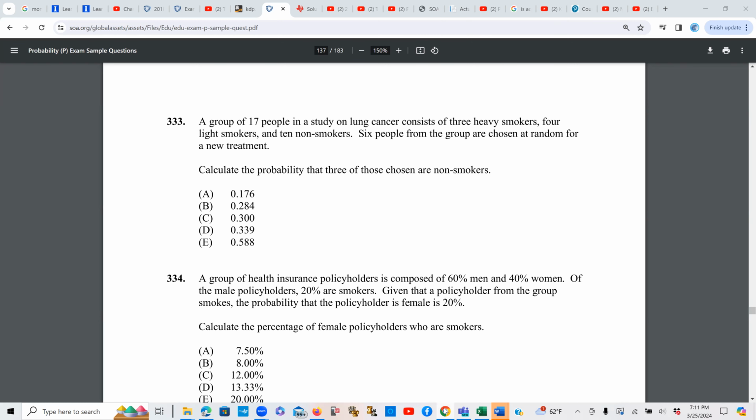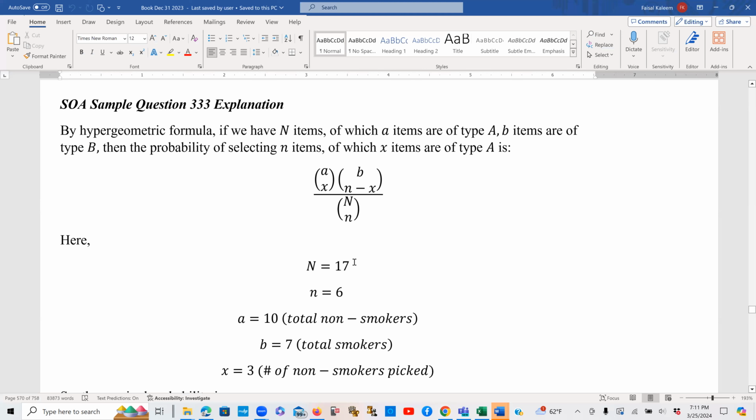So this is the basic hypergeometric situation where if we have a total of N items and A are of type A and B are of type B, then the probability of selecting little n items, of which 6 are of type A, is given by this formula. And in this case, big N is the total number of people in the study, and the small n is the sample that we selected. We selected 6 of them.